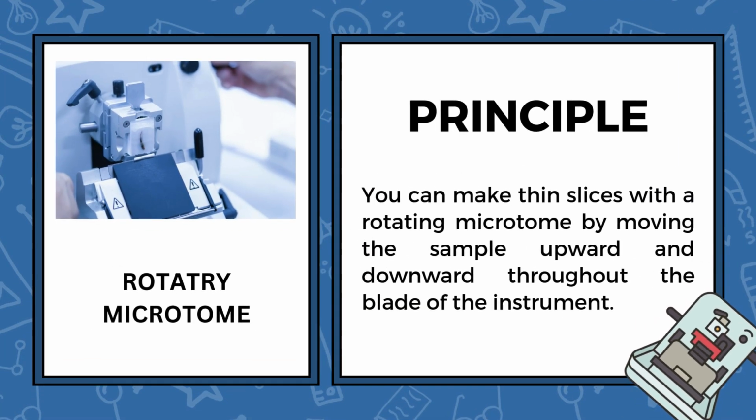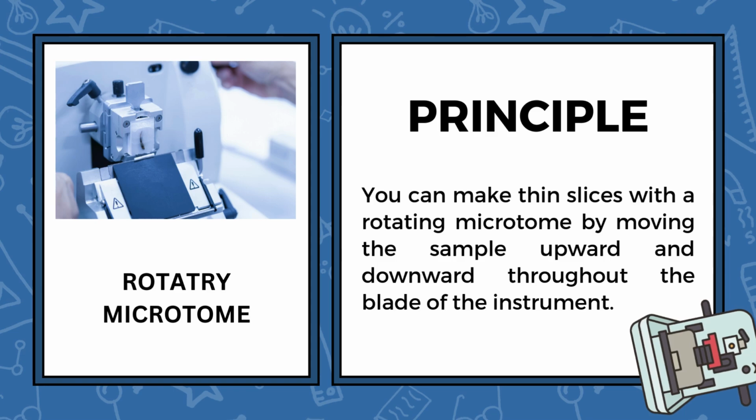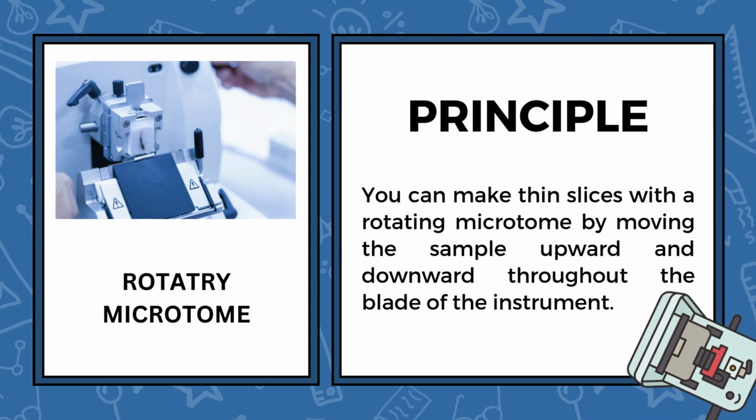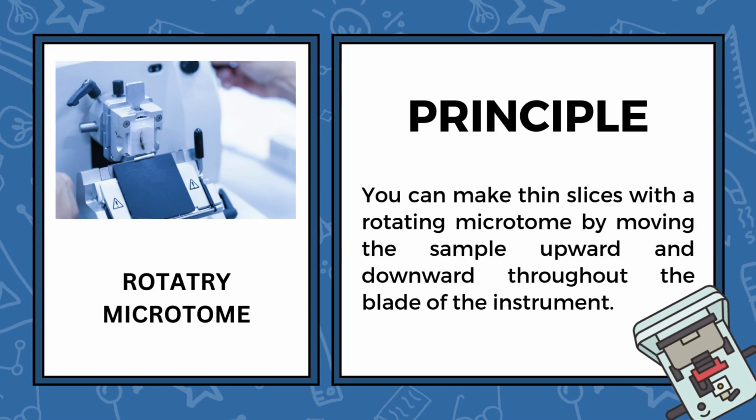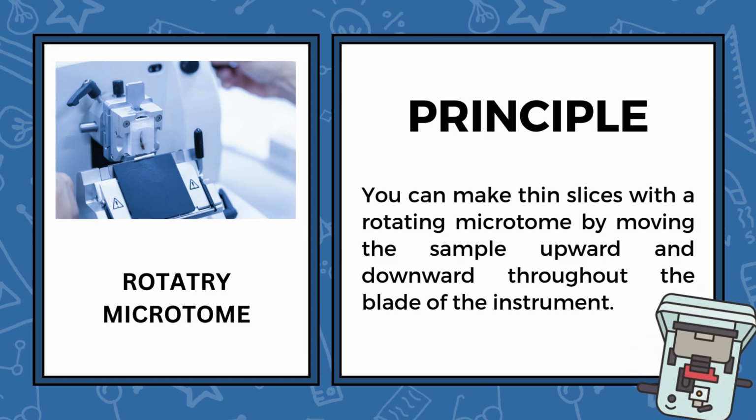Rotary microtomy. You can make thin slices with a rotary microtome by moving the sample upward and downward across the blade of the instrument.